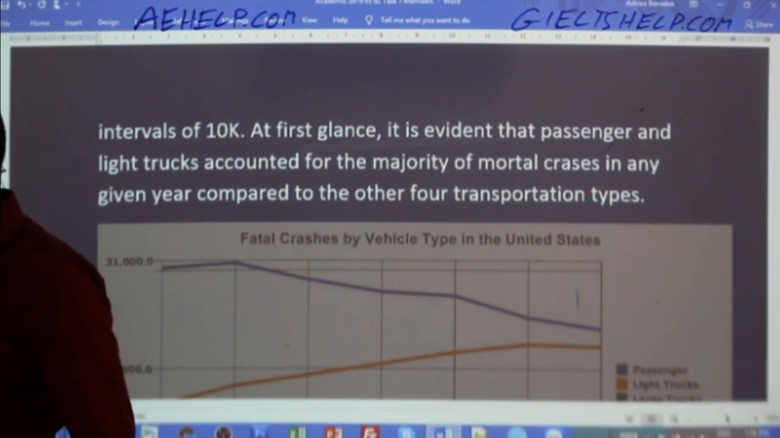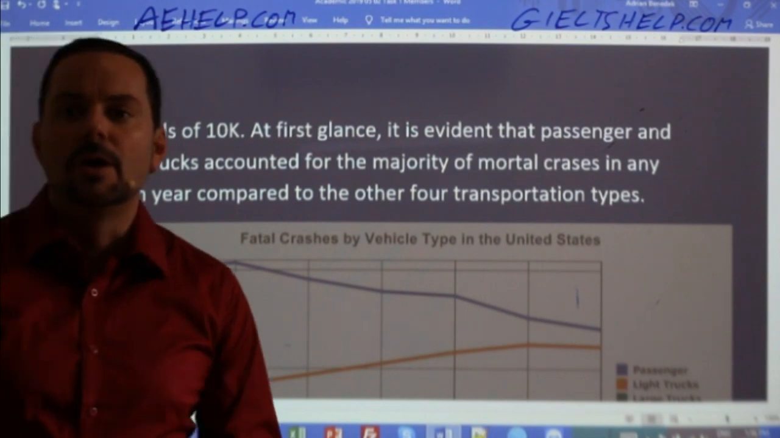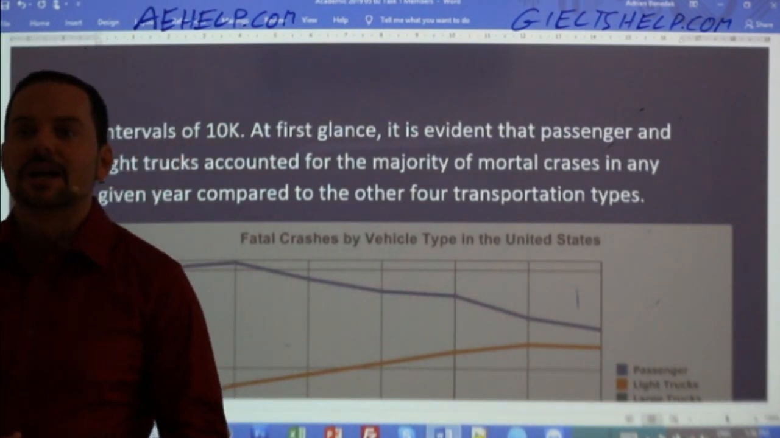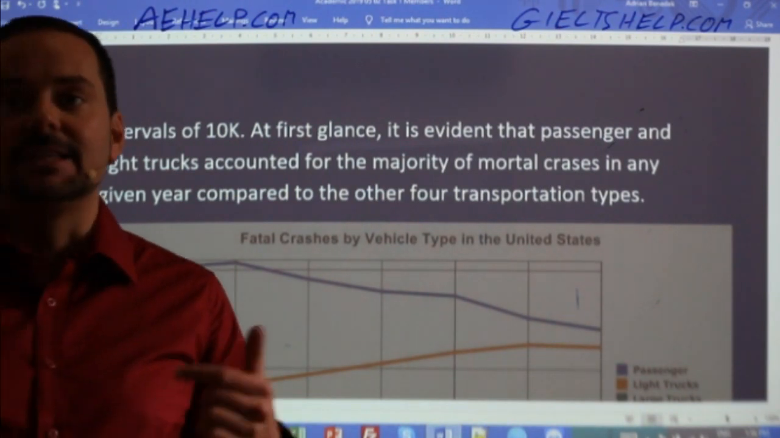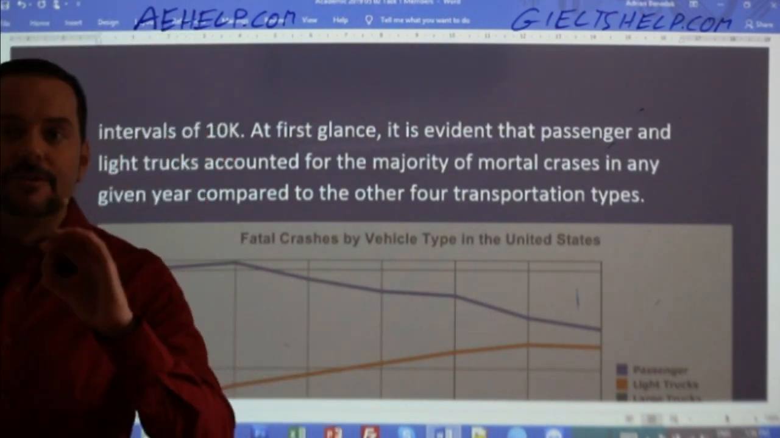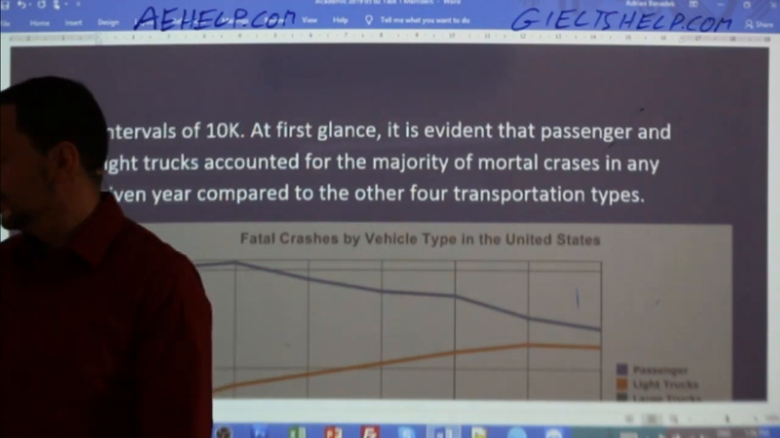So we're not repeating the word vehicle over and over again. Yeah, absolutely. Rahul says, at first glance, it is clear that fatal accidents frequently occur due to passenger vehicles and light trucks. Rahul, very good. Okay, very, very clear. All right. Excellent.